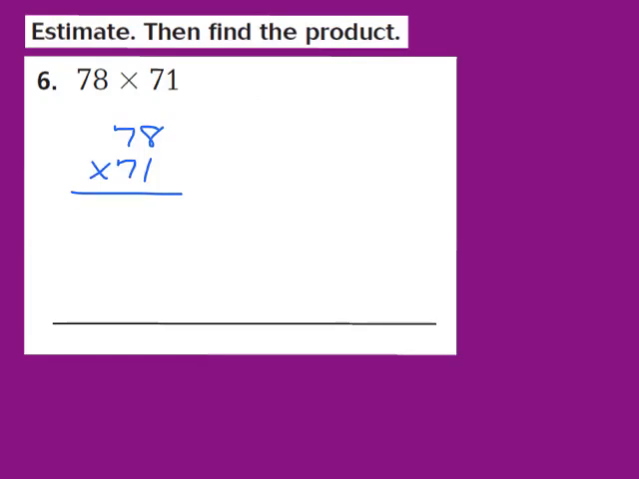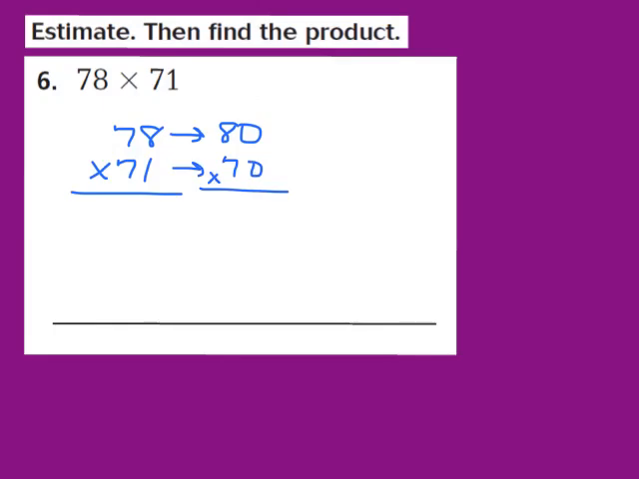Now once again my first job is to estimate. So I think to myself, what's a number close to 78 that would be an easy number to work with using mental math? And what I know is 80 is a number close to 78 that would be easy to work with using mental math. Now I'm going to do the same thing for 71. And I think to myself, I know that 70 would be close to 71, and it would be an easy number to work with using mental math.